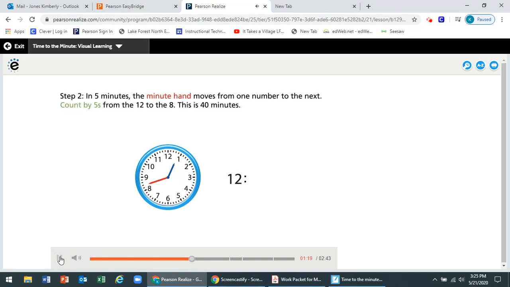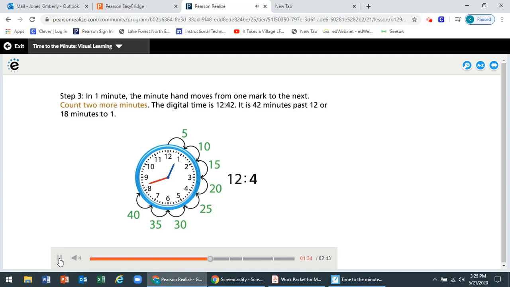Step 2. In 5 minutes, the minute hand moves from one number to the next. Count by fives from the 12 to the 8. This is 40 minutes. It's important to remember that when they're showing you counting, you want to be sure that you start on one number, but do not begin counting until you've actually moved. This would be true each time that you need to count. You are starting from one position, and you do not begin counting until you've actually moved.